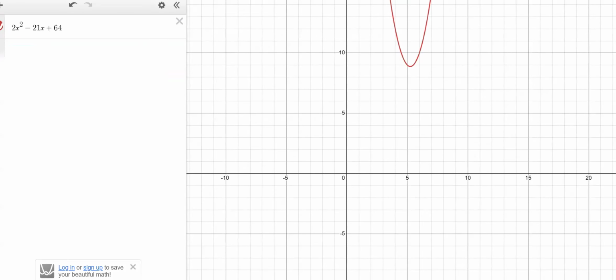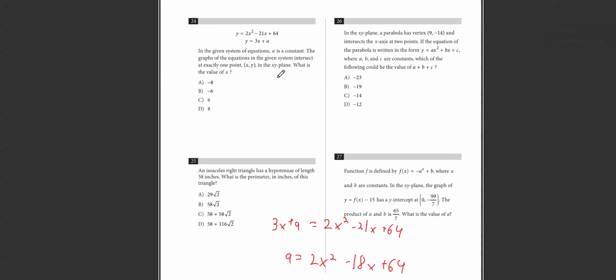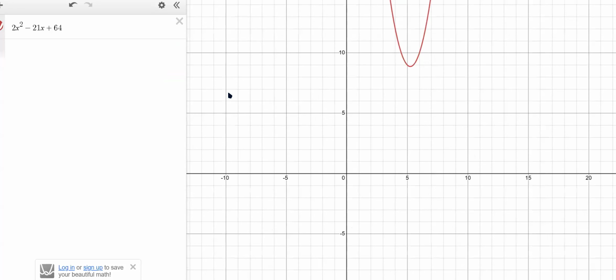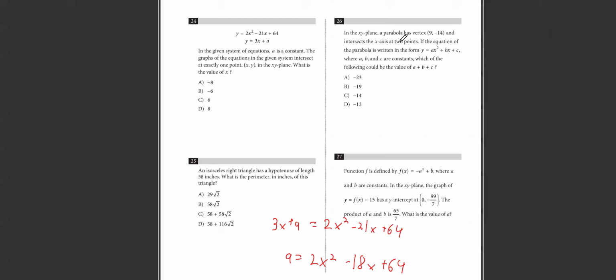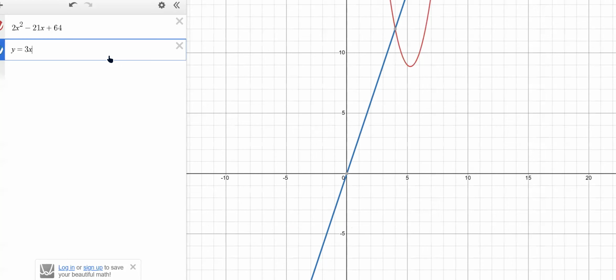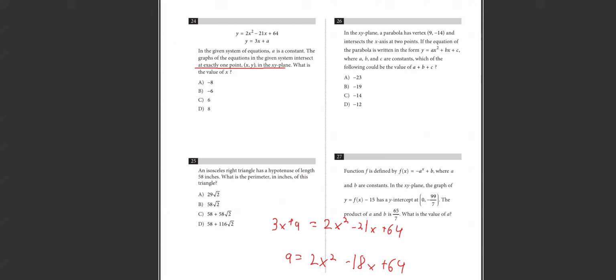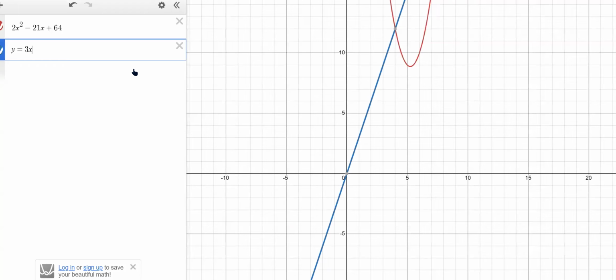This is the function right here, and we're told the other function is y equals 3x plus a. Here a is some constant, so that could be a positive or negative constant, and we're told they intersect at exactly one point. So in this case, we just plug in the answer choices. For this question, we have the choices negative 8, negative 6, positive 6, and 8.